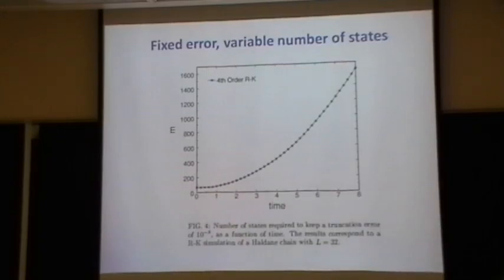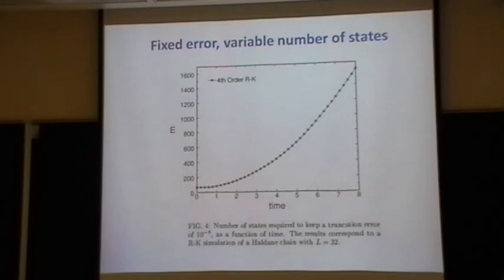Now let's look at the truncation error as a function of time. Well, this is not the truncation error. These are the number of states that we need to keep as we evolve in time in order to have the truncation error under a certain tolerance. In this case, 10 to the minus 8.